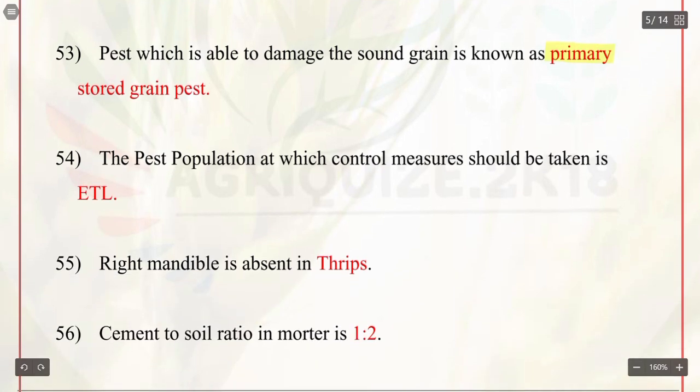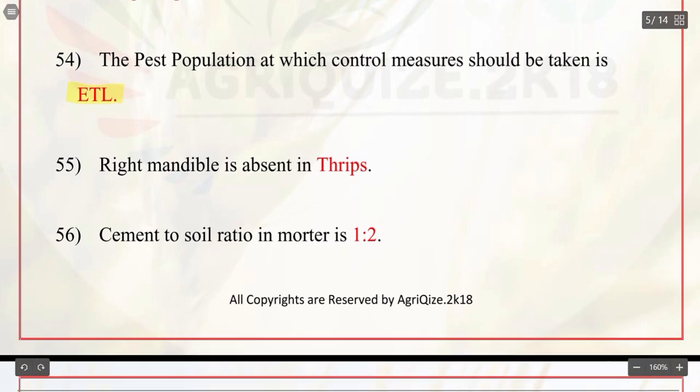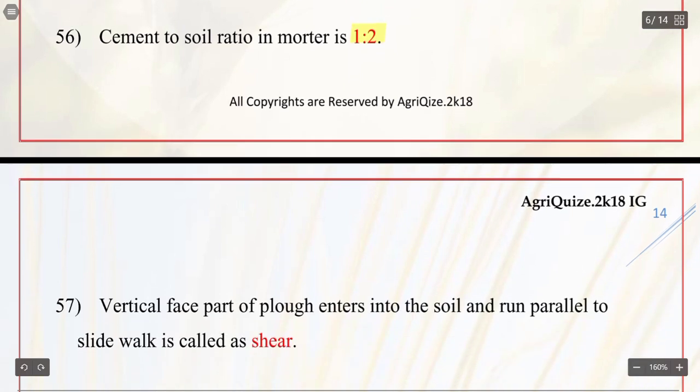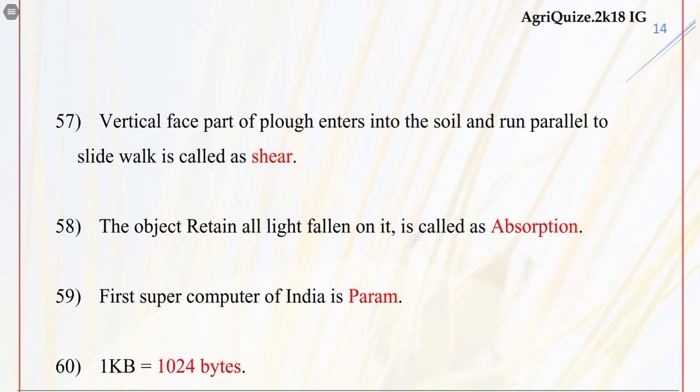Question number 54. The pest population at which control measures should be taken is ETL, that is economic threshold level. Next, right mandible is absent in thrips. Next, cement to soil ratio in mortar is 1:2. Next, vertical face part of plow enters into the soil and run parallel to slide walk is called as shear.